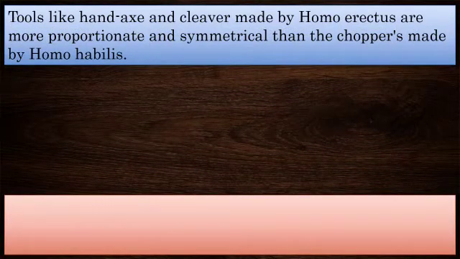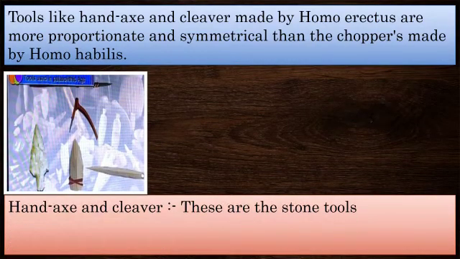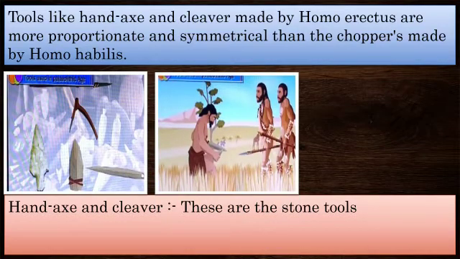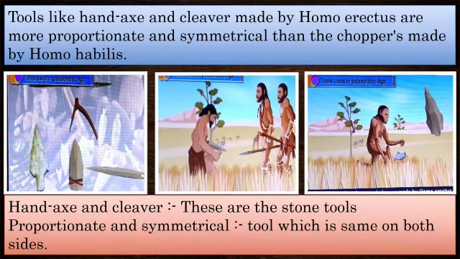So my dear students, tools like the hand axe and cleaver. Hand axe and cleaver, these are the stone tools found during the Old Stone Age or Paleolithic Age, were made by Homo erectus, and are more proportionate and symmetrical. Proportionate and symmetrical means these are tools which are the same on both sides. Then the choppers were made by Homo habilis.